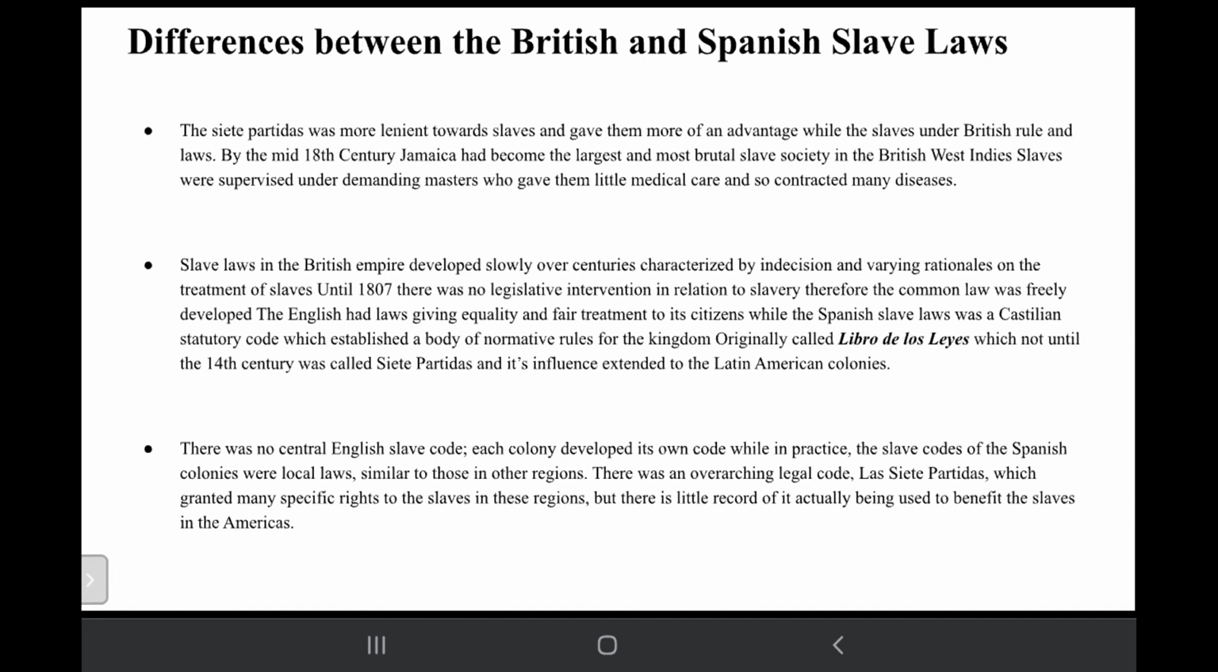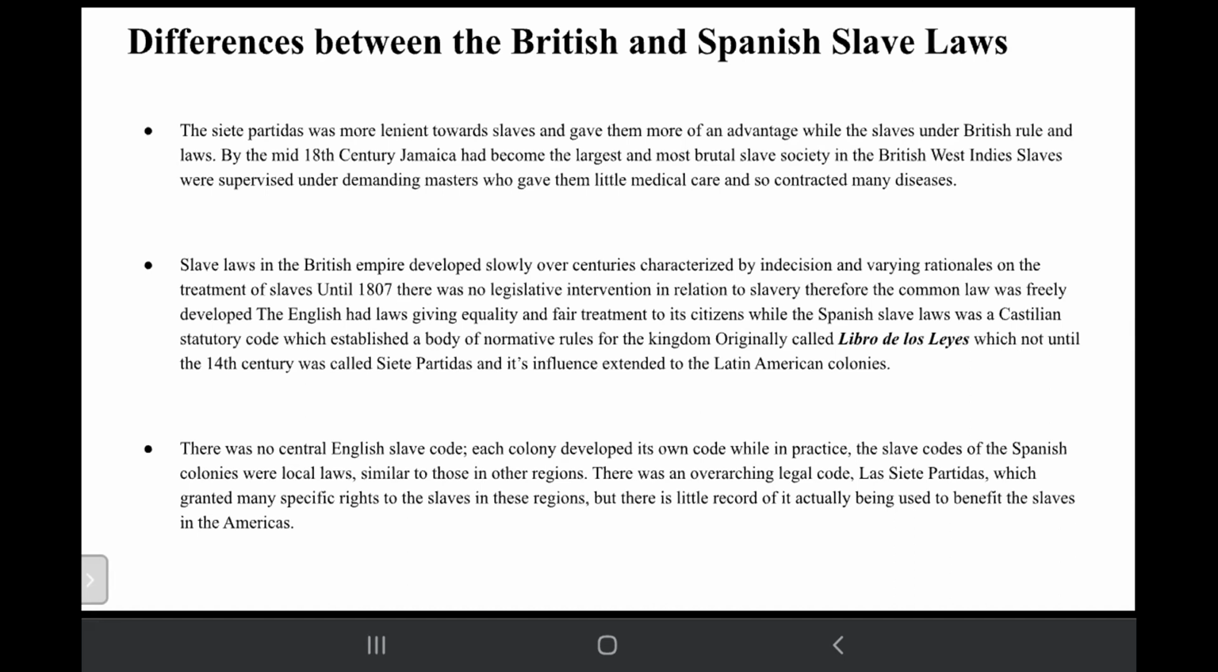Slave laws in the British Empire developed slowly over centuries, characterized by indecision and varying rationales on the treatment of slaves. Until 1807, there was no legislative intervention in relation to slavery. Therefore, the common law was freely developed.